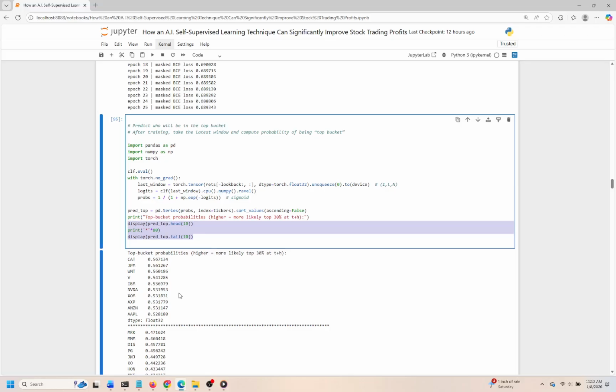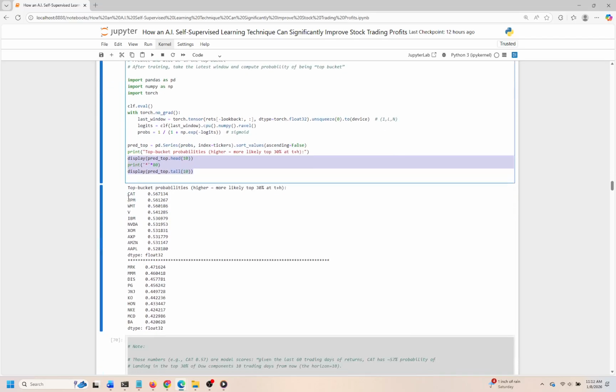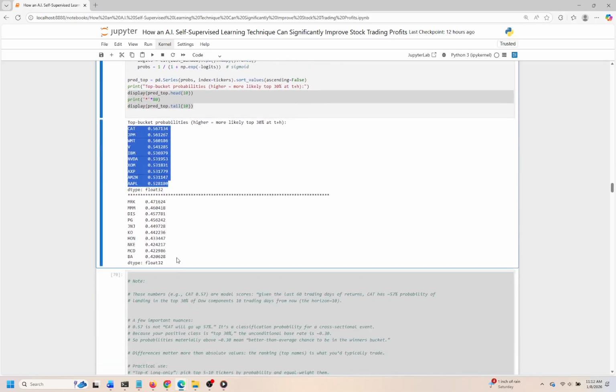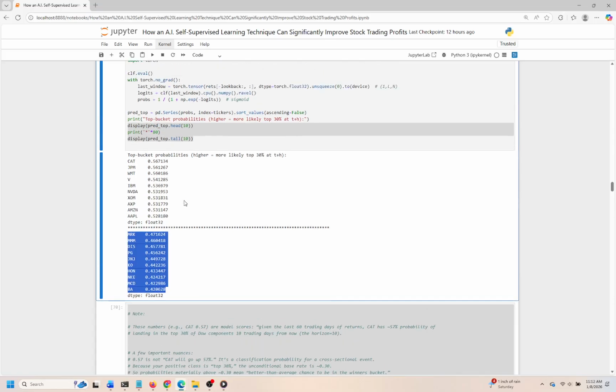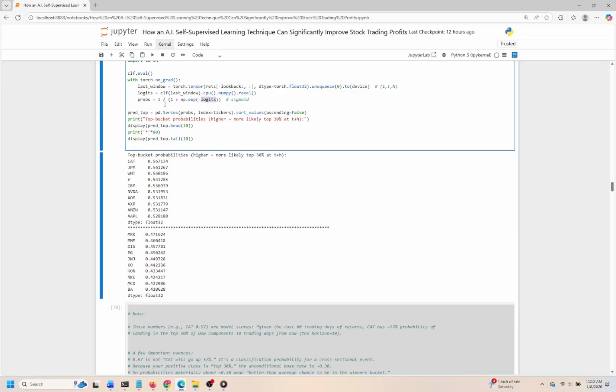Next, we use the classifier to generate logits for these inputs. These logits represent the raw output of the model before applying the activation function. To interpret these outputs as probabilities, we apply the sigmoid function. This transformation rescales the values to be between 0 and 1, indicating the likelihood that each stock will appear in the top 30% at a future time point.